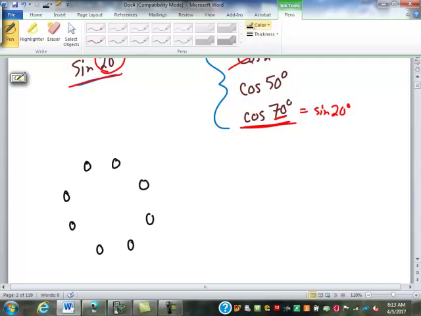Let's say I have a circle here. Pretend that looks like a circle with a diameter of 12.6 inches, and I have 8 evenly spaced holes, and I want to know the distance center to center from one hole to the next.